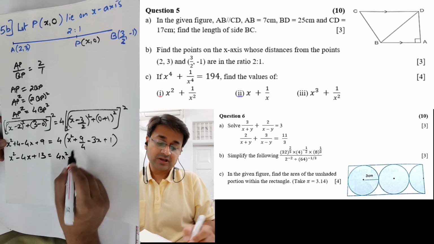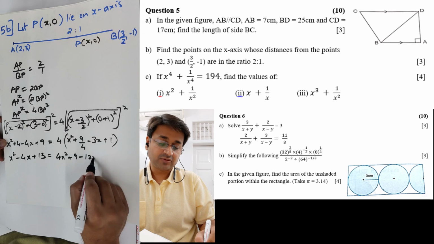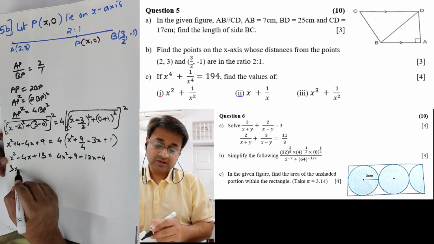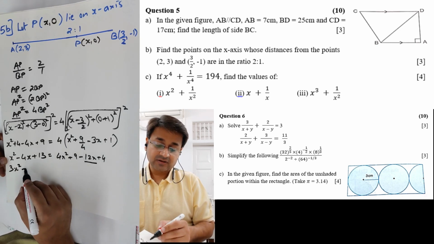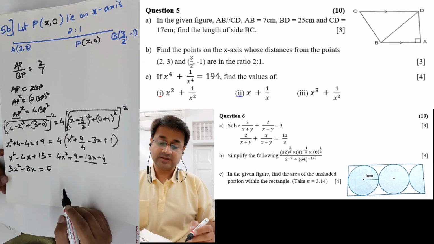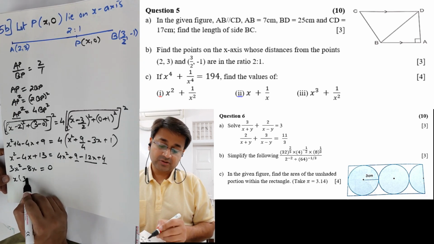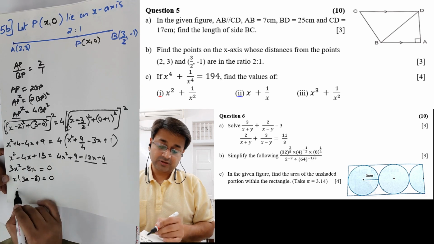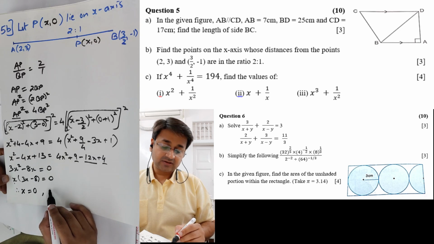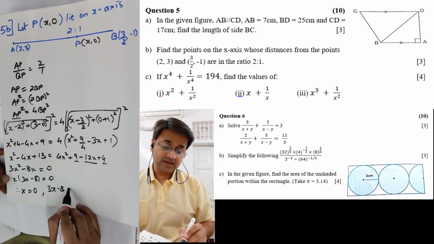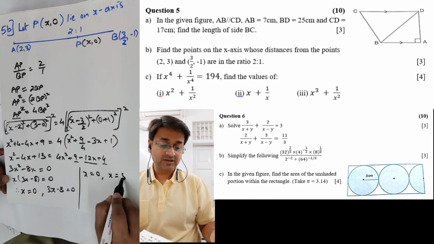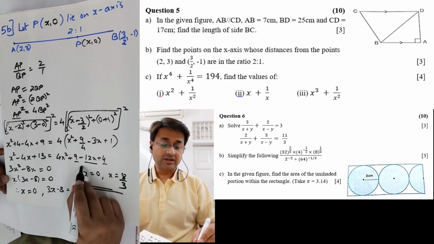Opening it, I will get 4x square. 4 gets cancelled, so 9. 4 3s are 12 plus 4. So finally 4x square minus x square, so 3x square. 12 minus 4, so 8. 9 plus 4 is 13 minus 13, so 0. I can pull out x common, so x times 3x minus 8 equals 0. So therefore one answer will be x is equal to 0 and the second answer will be 3x minus 8 is equal to 0. So my final answer is x is equal to 0 or x is equal to 8 by 3. Two answers you'll have to give.